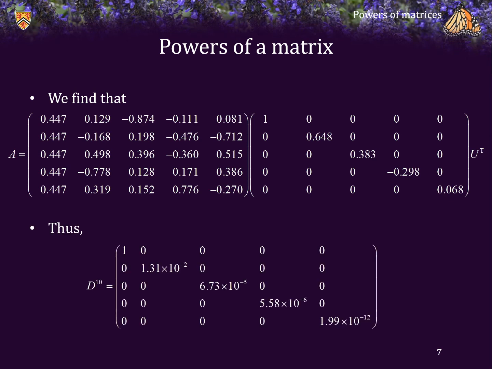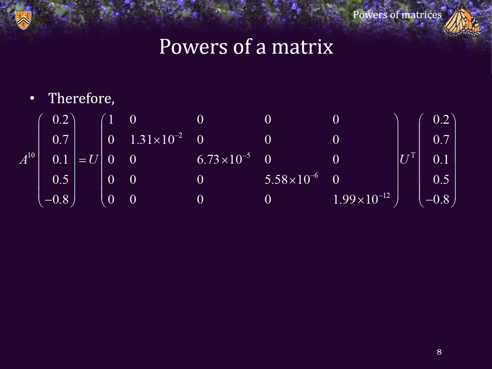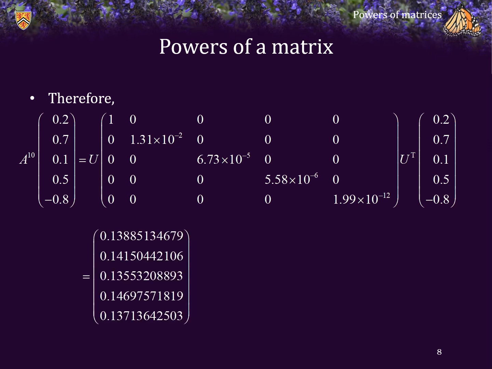Consequently, we can now easily calculate the diagonal matrix raised to the power 10 simply by raising each diagonal entry to that power. This is something that can be done very quickly. Therefore, if we want to calculate A to the 10 times this initial vector, all we need to do now is multiply that vector by the transpose of the matrix U times that diagonal matrix times the matrix U. Doing so gives us the following vector. All right, that's all there is to it.